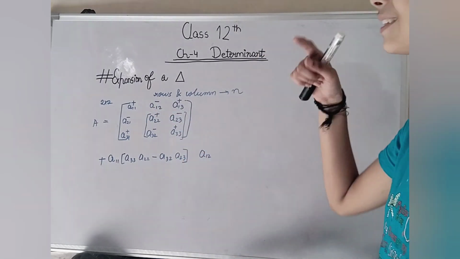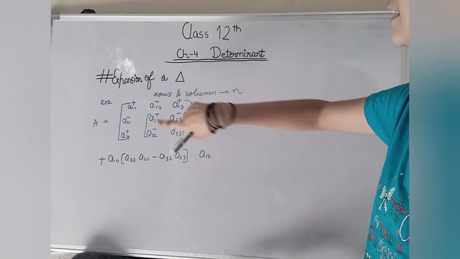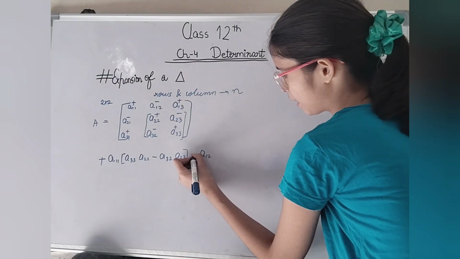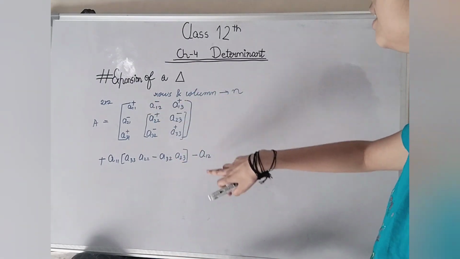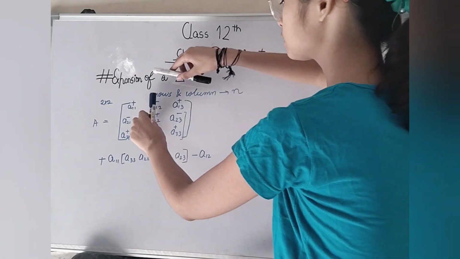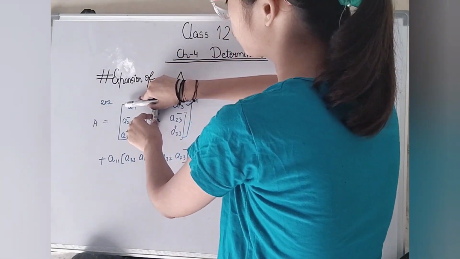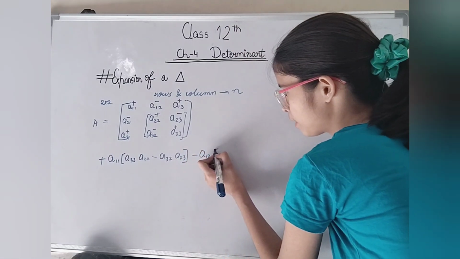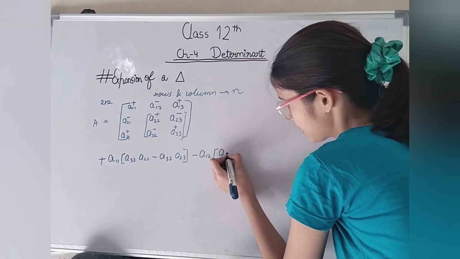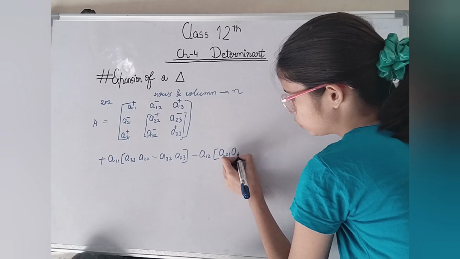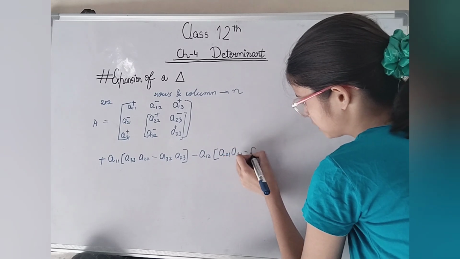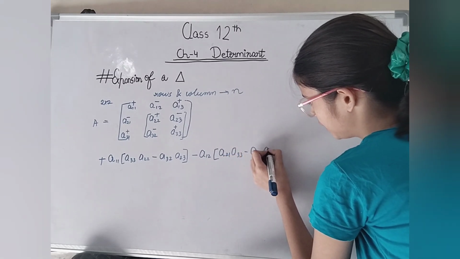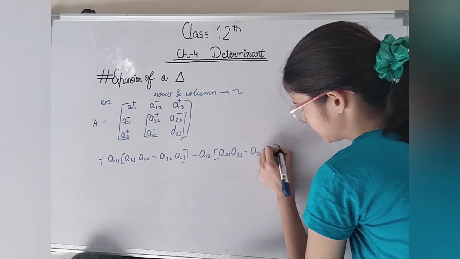Then I have this value, that is A12, and what is the sign assigned to this value? It is minus. So I am just going to put the minus sign as it was, and now I am going to delete this column and row. Then I am going to multiply the leftover minor determinant. So the leftover minor determinant is going to be A21 into A33 minus A31 into A23.